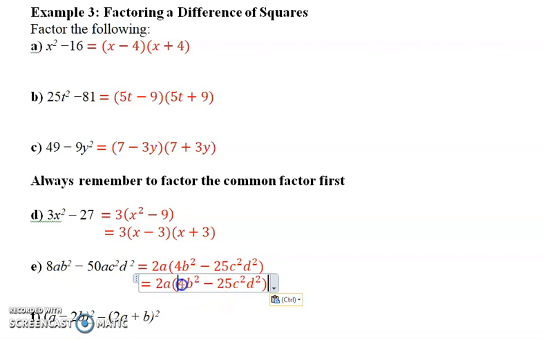So the 4b squared, if you take the square root of that, you would get 2b, and if you take the square root of 25c squared d squared, you would end up with 5cd. So indeed it does factor. So we get 2b, which is the square root of 4b squared, and 5, which is the square root of 25. Square root of c squared is c, and the square root of d squared is d.